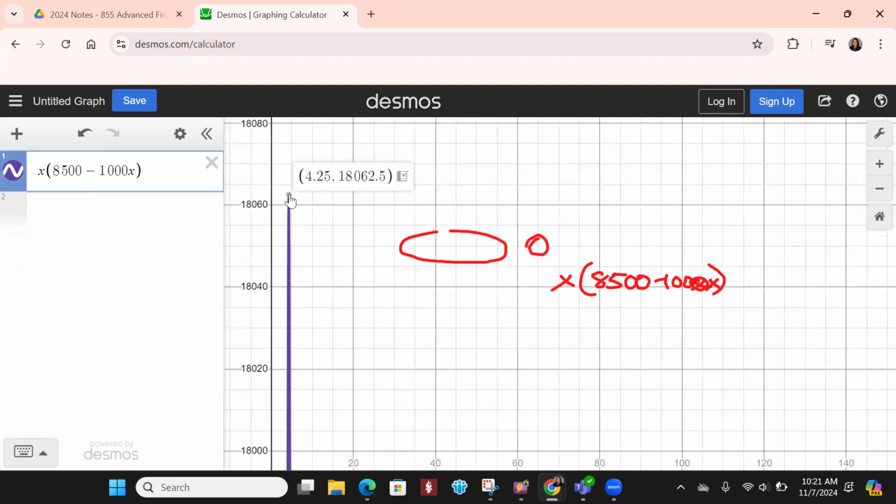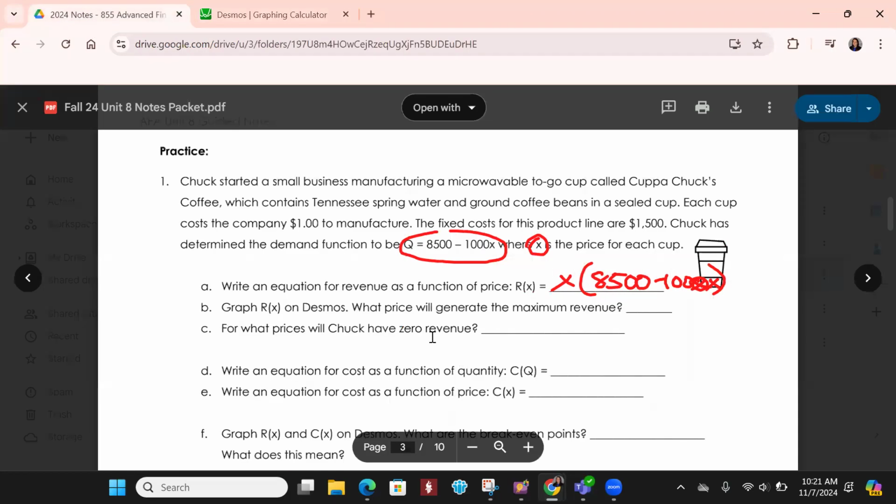Okay. What price will generate the maximum revenue? $4.25. So what price of the cup? $4.25. Write it down. For what prices will Chuck have zero revenue? So where will it cross the x-axis?